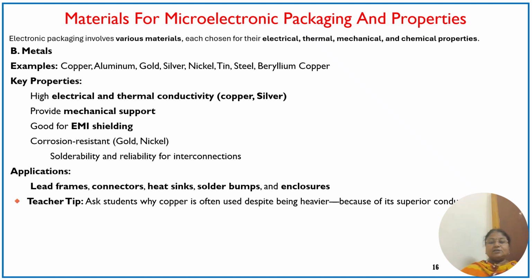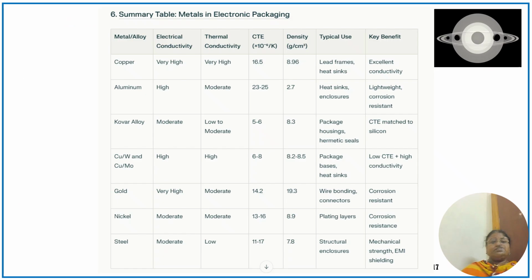Connectors, heat sinks, solder bumps. So these solder bumps can vary in different shapes. They can be radial, circular, spherical. So they are available in different forms. And in the form of a dot, a circular dot is also a solder. And enclosures can be made with respect to that.